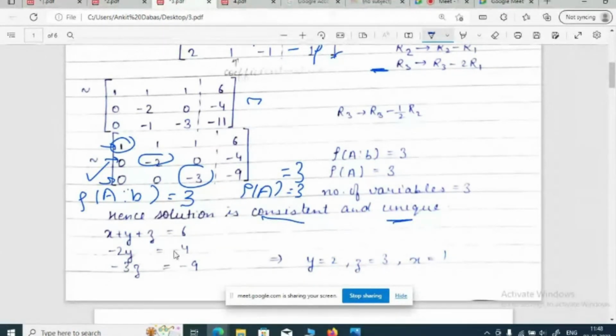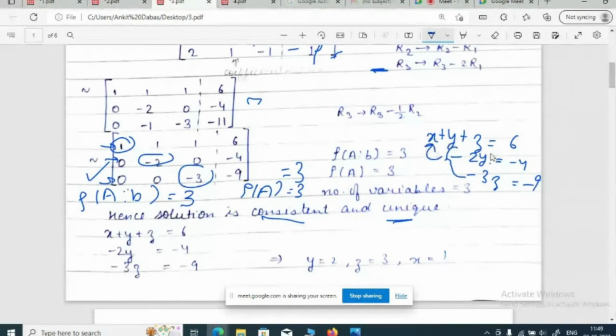To find the solution, you can write the first equation again in the equation form: x plus y plus z is equal to 6, minus 2y is equal to minus 4, and minus 3z is equal to minus 9. From these, you can easily compute the value of y and z and put that value in the first equation to get the value of x.